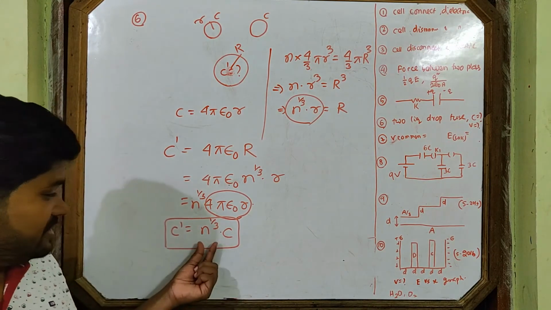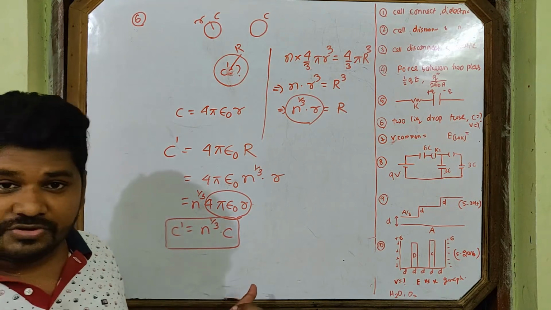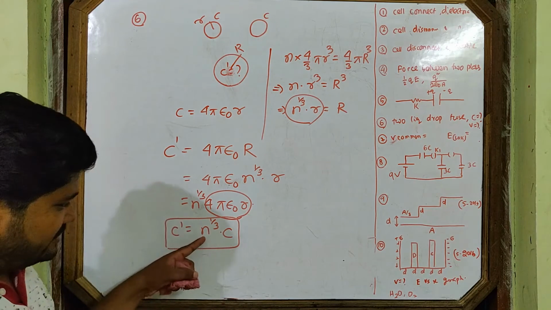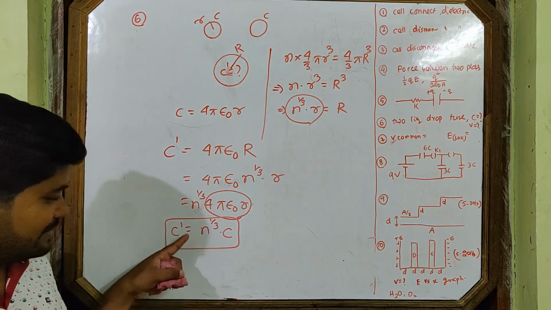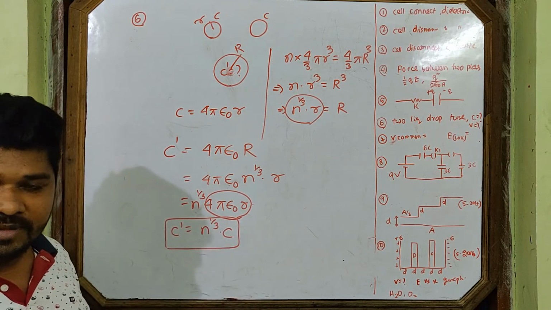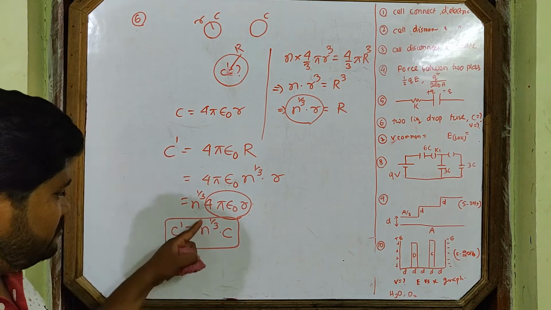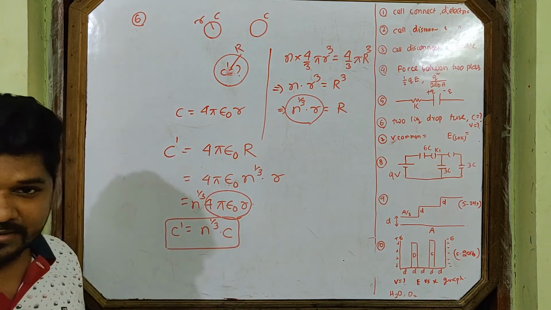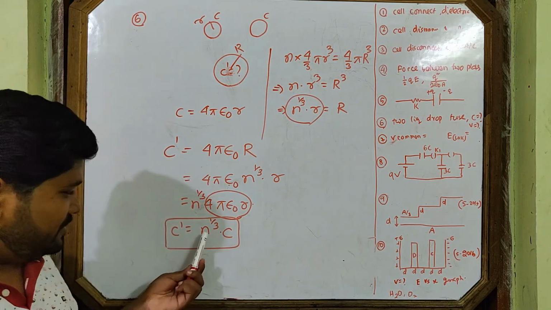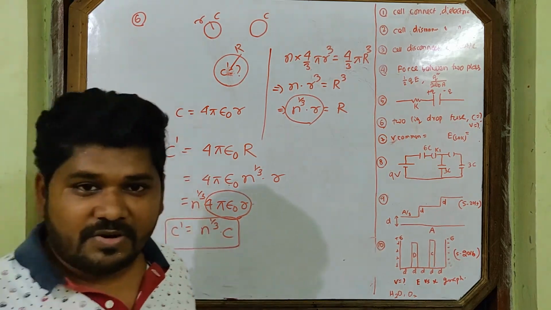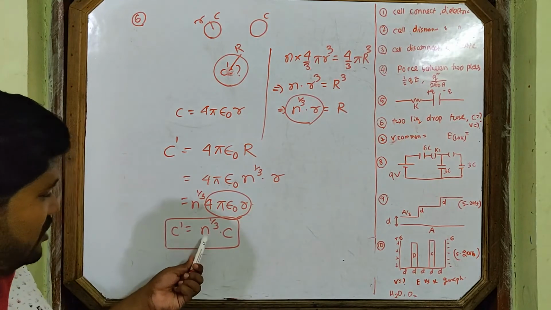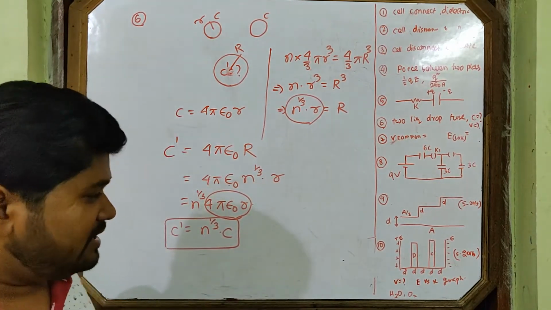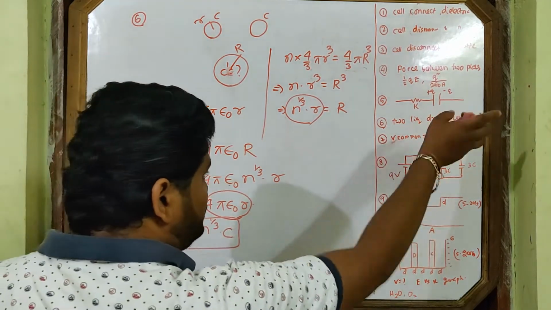You can also remember this formula to solve the MCQs. If 8 drops are given, 8 to the power 1 by 3 is 2, so capacitance becomes twice. If 2 drops are given, you will take 2 to the power 1 by 3, the cube root of 2. So whatever number of drops is given, you just put in place of n. Then come to the next question, potential.